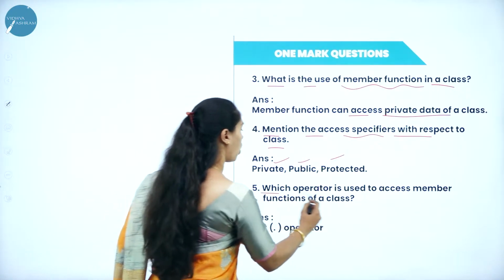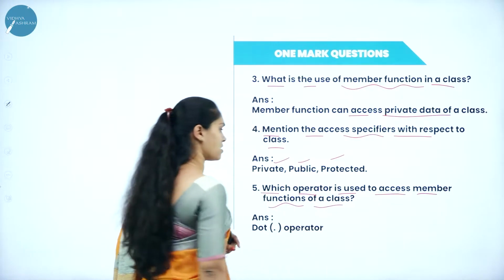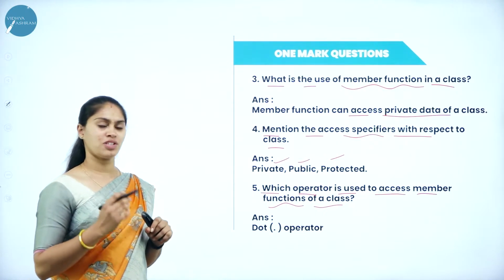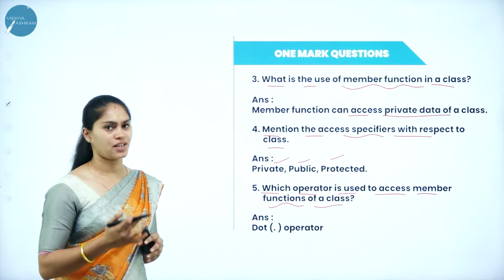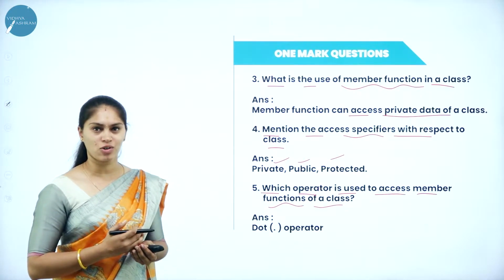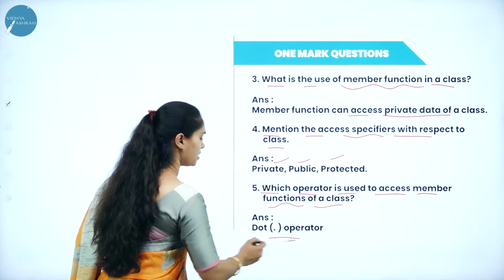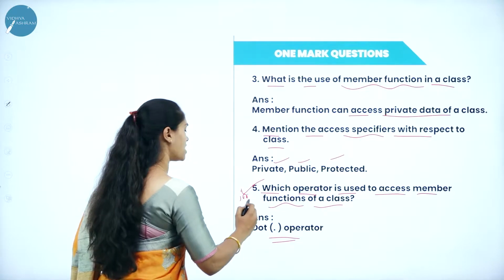Next, which operator is used to access member function of a class? Which operator are we going to use in order to access the members of a class, that can be either a data member or a member function? That is the dot operator. Don't forget this. It is a most frequently asked question.